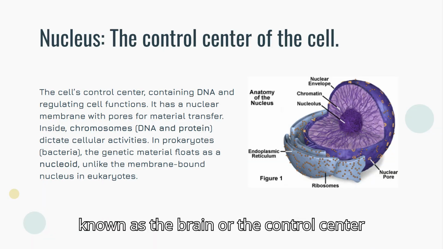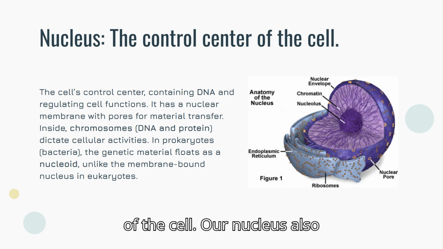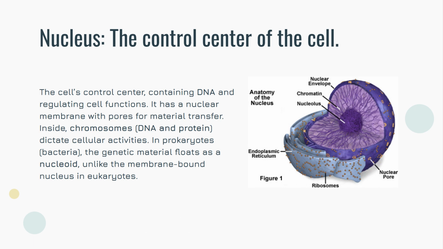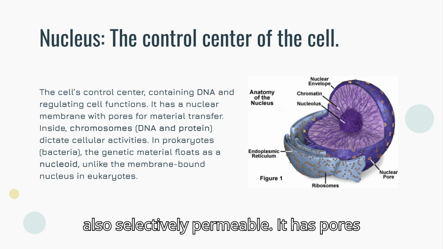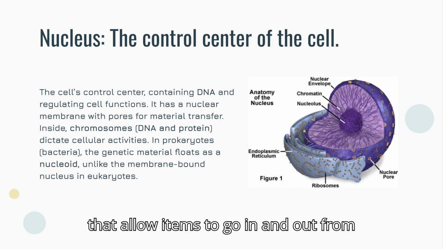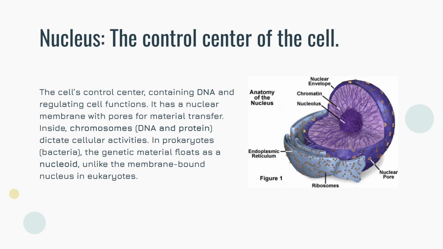Now, arguably one of the most important parts of the cell is the nucleus, also known as the brain or the control center of the cell. Our nucleus also has a bilayer membrane, just like the plasma membrane, and it is also selectively permeable. It has pores that allow items to go in and out from the nucleus to the cytoplasm.